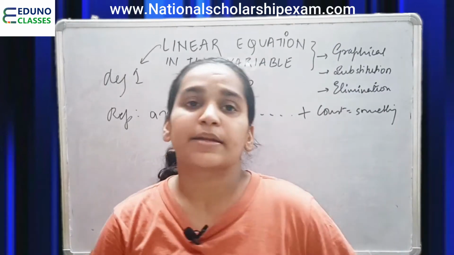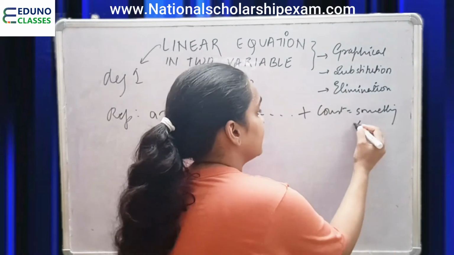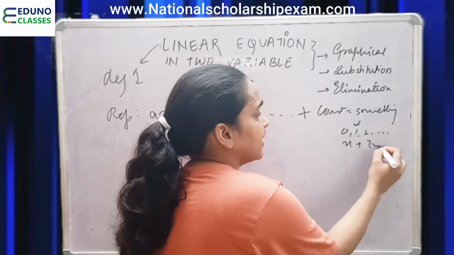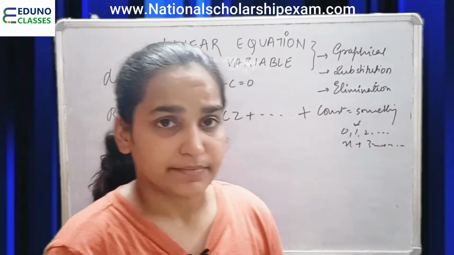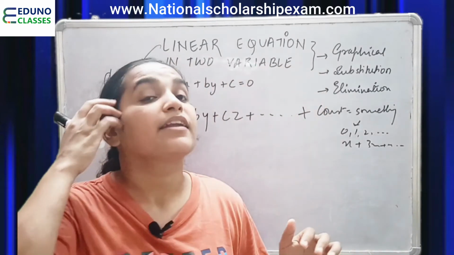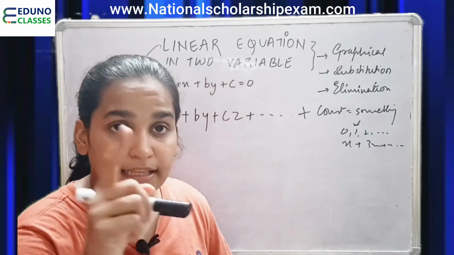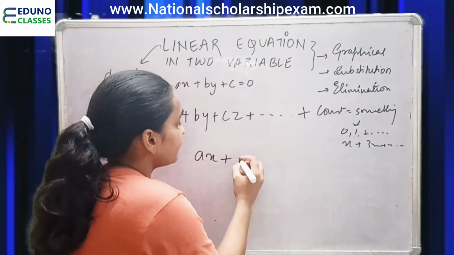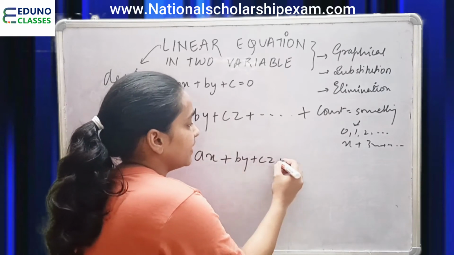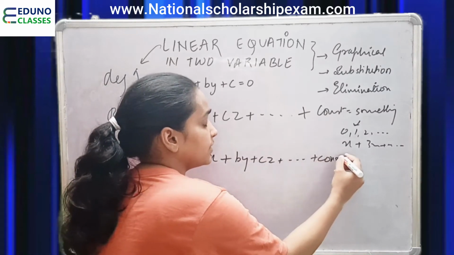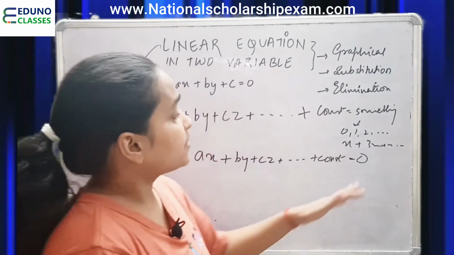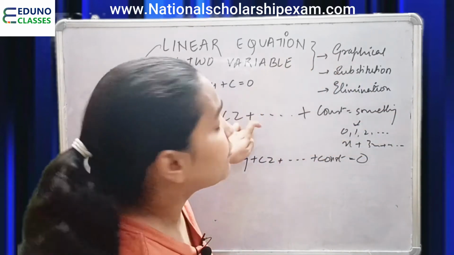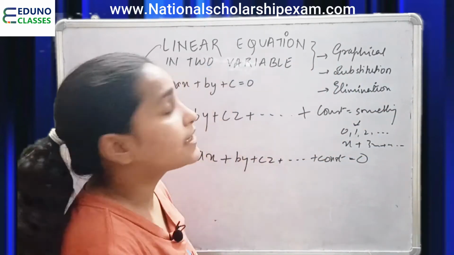This is the general representation. This something can be anything: 0, 1, 2 or whatever, any x plus 3x plus y. This is the most general representation of a linear equation. The representation we use is ax plus by plus cz plus some constant is equal to 0. How does this become 0? Whatever is written on this side has been shifted to this side. Now this is a linear equation.